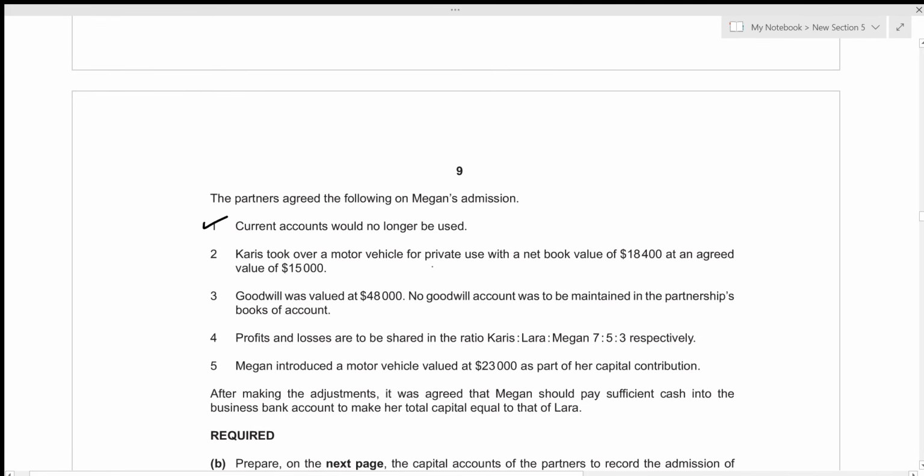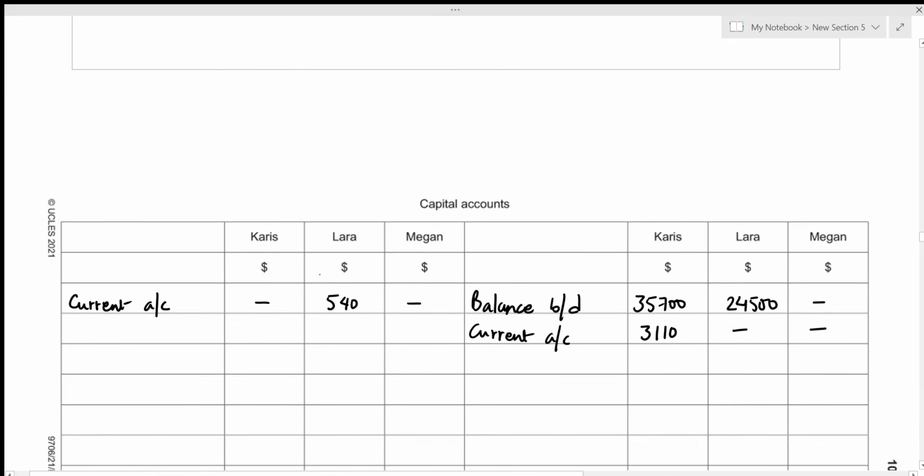Karius took over a motor vehicle for private use with a net book value of 18,400 at an agreed value of 15,000. So Karius took the motor vehicle, and in order to do so, he has to pay the amount of 15,000 to the partnership, which means that Karius now owes 15,000 to the partnership, which will be recorded on the debit side of the capital account. Let's note that down. So that's a motor vehicle with the value 15,000.